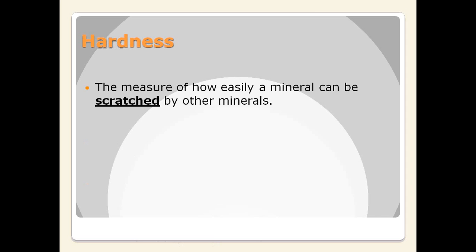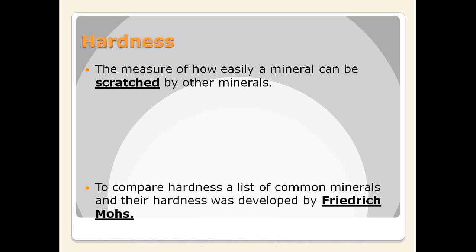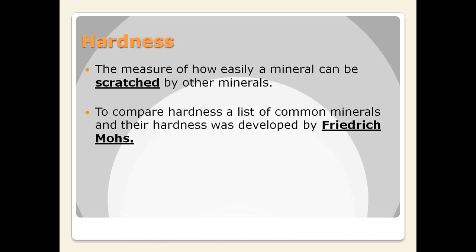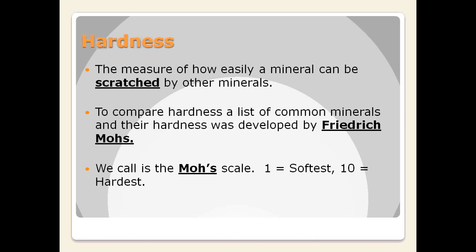Now, hardness is a much more reliable feature. It's the measure of how easily a mineral can be scratched by other minerals. To compare hardness, a list of common minerals and their hardness was first developed by a scientist named Friedrich Mohs. He developed this system or scale, if you will, in which he appointed a softest measurement and a hardest measurement and labeled points between them.